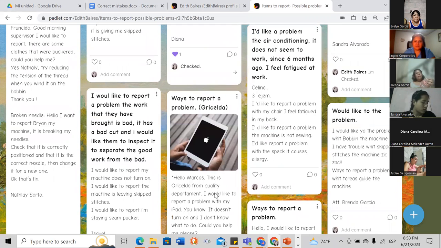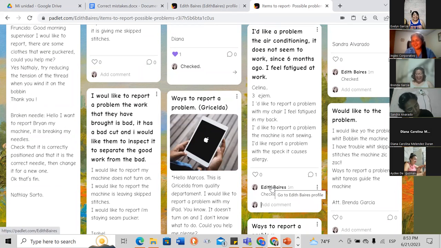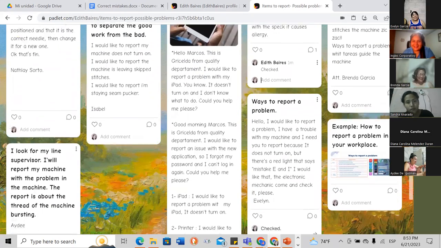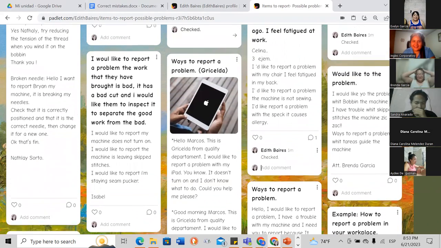Supongo que no. Yo creo que es solo para los teacher present, no para los teacher virtuales. Eso no cuenta. Son bromas, teacher. Okay. Teacher, no leyó el mío.